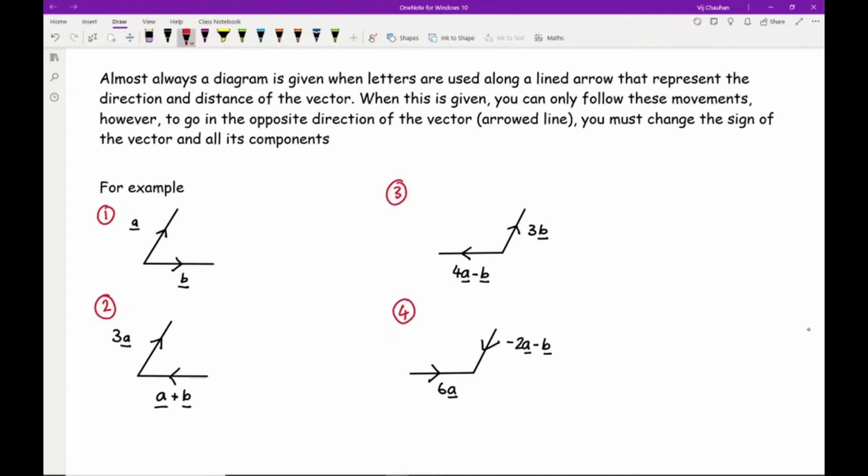Now typically when you have a high level vectors question, you won't be given column vectors. Instead you'll be given these sorts of notations of letters that represent a column vector, but we don't know what those column vectors are, we just know what they're called.